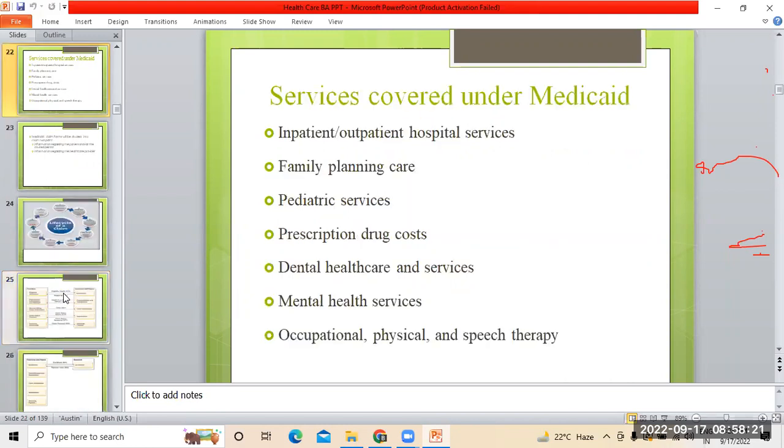So when it comes to Medicaid, whatever I have explained so far is about Medicare, right? Here, when it comes to Medicaid, services like inpatient and outpatient services will be covered under the Medicaid plan. At the same time, family planning care, pediatric services, prescription drug costs, dental health, mental health, followed by physical therapy or speech therapy. All these things will come under the Medicaid plan.